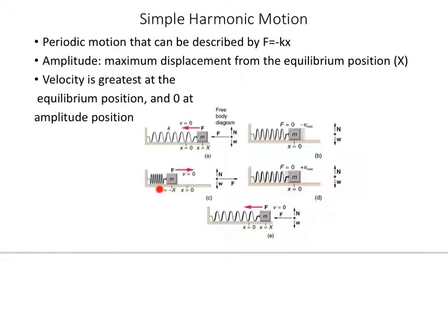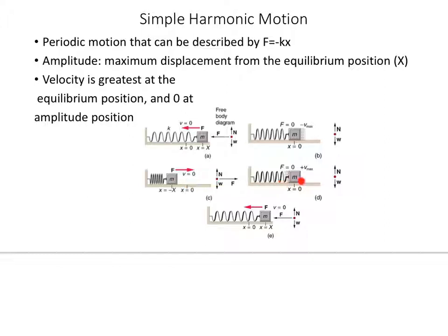Okay, it moves all the way to the left. Now it's at the amplitude position on the other side here, the negative side. So x is equal to minus capital X. Again, the force is maximum. The velocity here is 0.